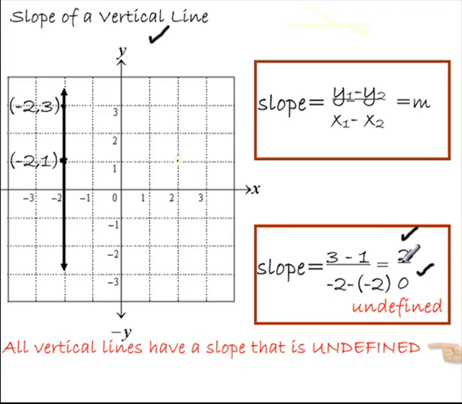And as we learned some time ago, we can't divide by 0. A non-zero number divided by 0 is undefined. The fraction itself is undefined. So I can't figure out what the slope is. And so all vertical lines, doesn't matter where you put it on the coordinate axes, have a slope that is undefined. Horizontal lines have a slope that's 0. Vertical lines that go up and down have a slope that's undefined. A little bit of information about the slopes of lines.